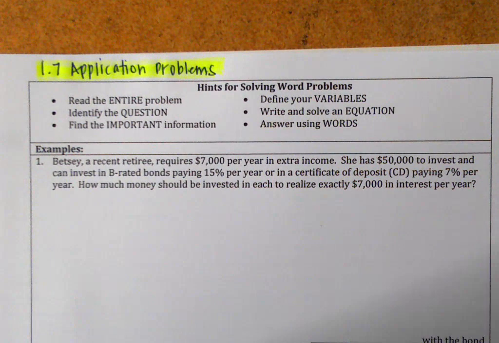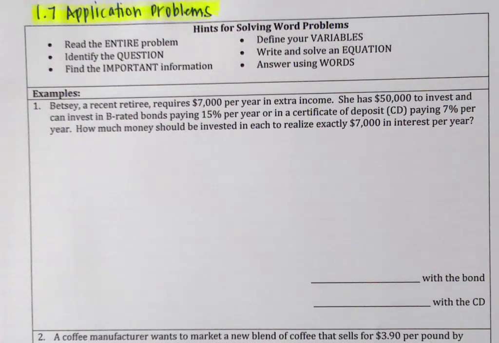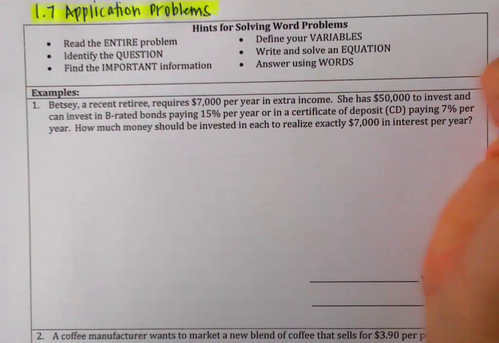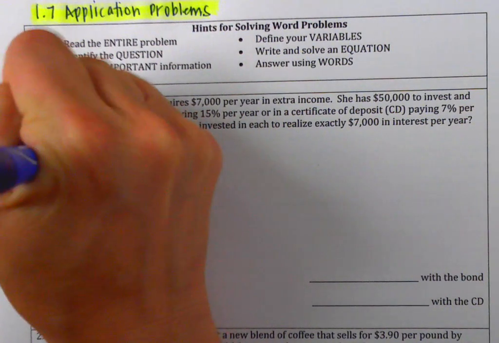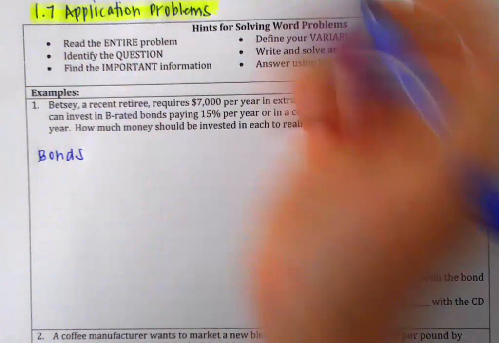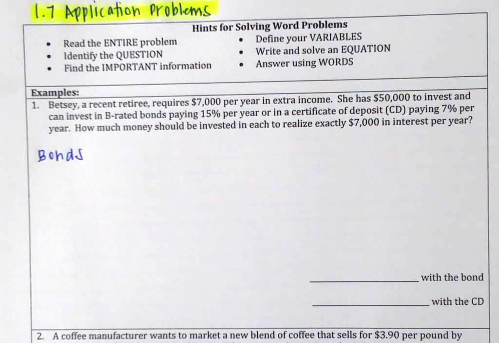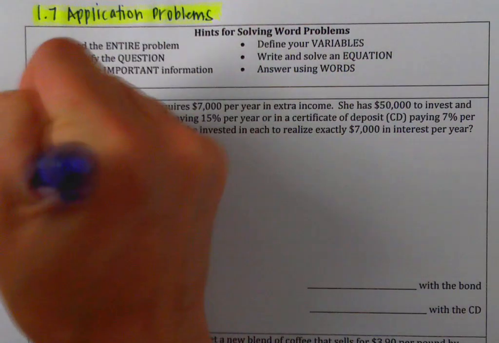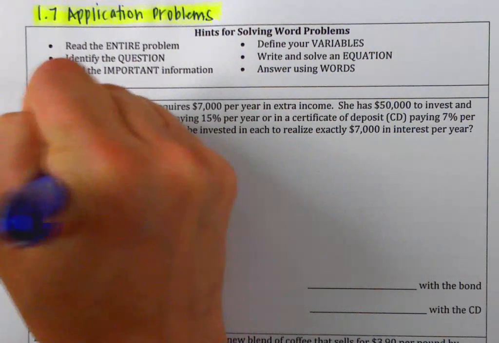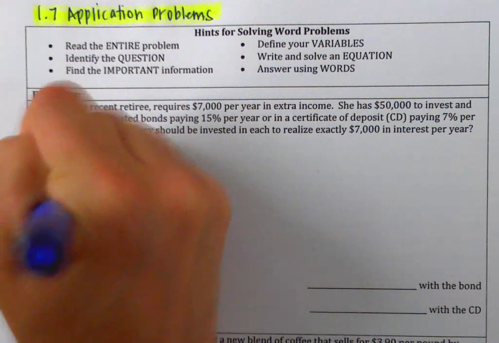So what we're going to do is we're going to make a little bit of a table. So we're going to say first is bonds. Okay. And then we're going to put CDs. And then we're going to put total.